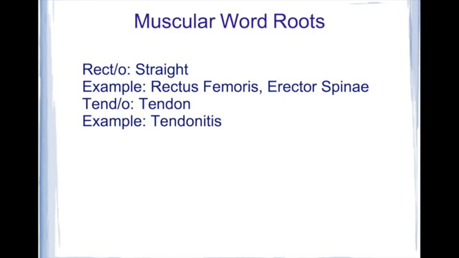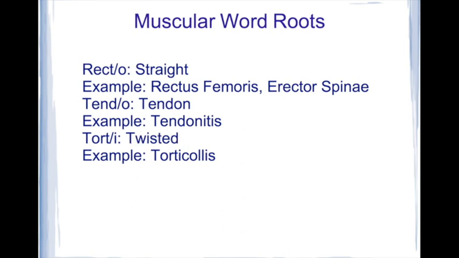Torti, like torticollis. Torsion is another one. I'm not going to get into a specific example that I've heard, but it sounds terrible. Torticollis is something you find in kids a lot, babies a lot. It's when the neck is basically twisted. The sternocleidomastoid can become way too tight on one side, and that can cause the neck to twist to one side. So torti, like torsion, means twisted.